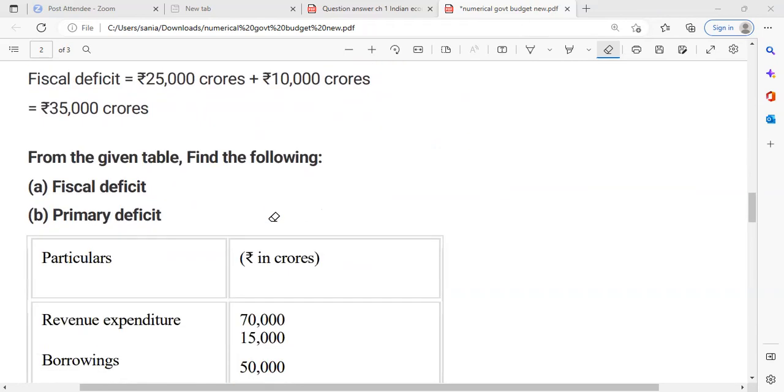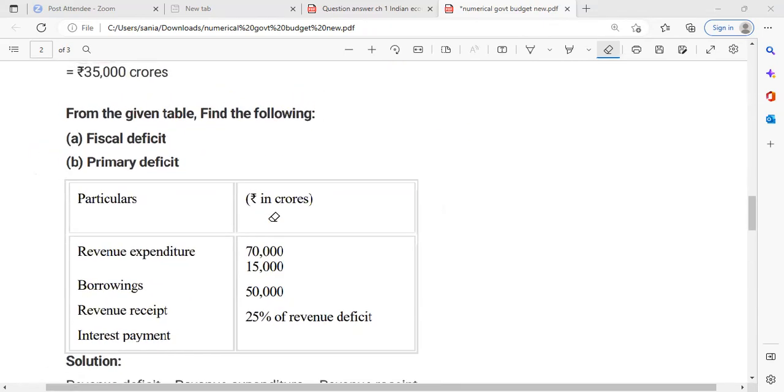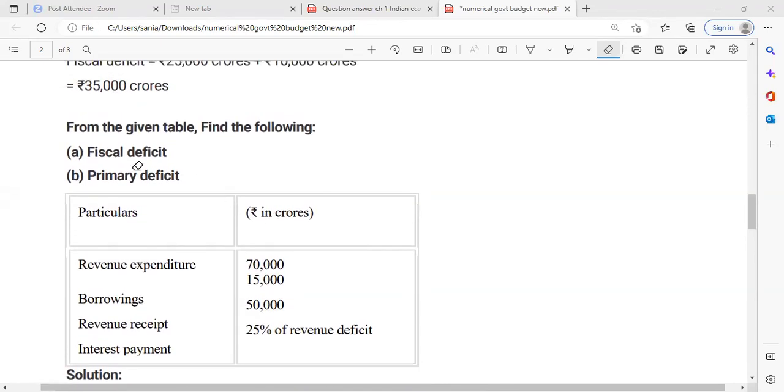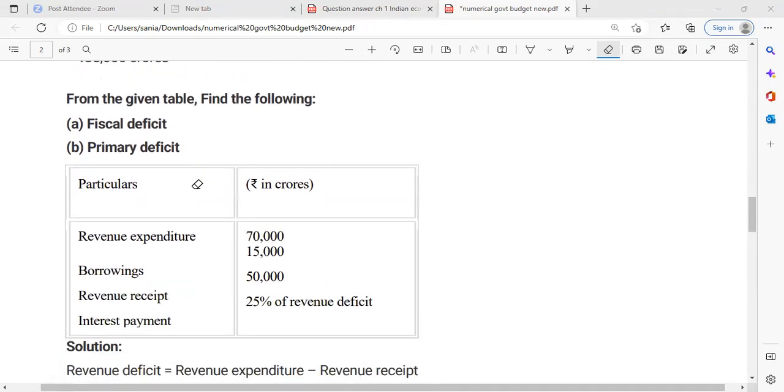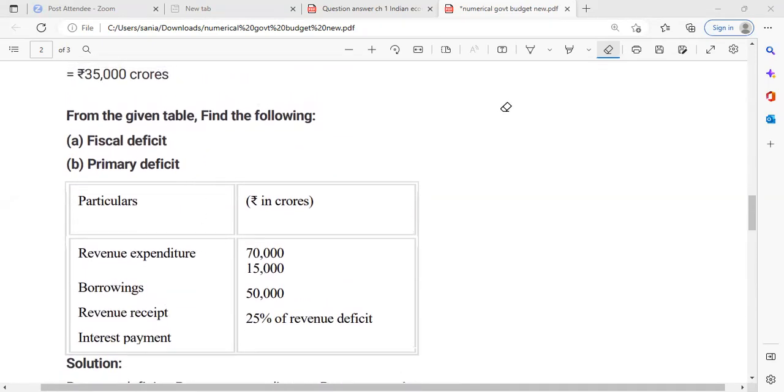Yes. Now, over here, this is the question. Everything is given. You have to first find fiscal deficit, then you have to find the primary deficit. This is in crore, so don't get confused. And then the borrowings are this. Then this, 25% of revenue deficit. So first of all, you need to calculate revenue deficit.